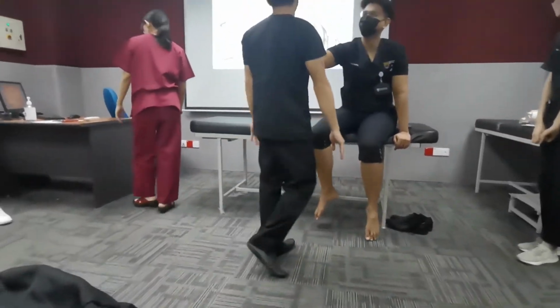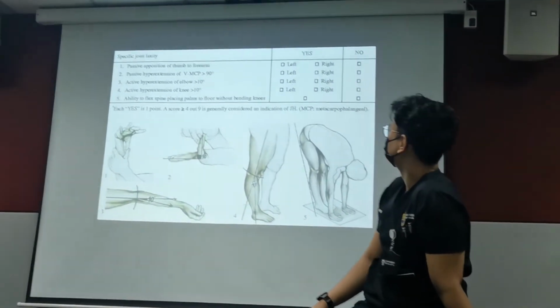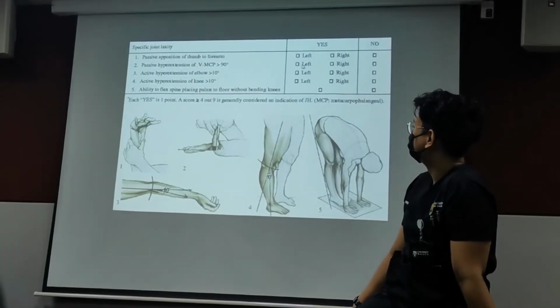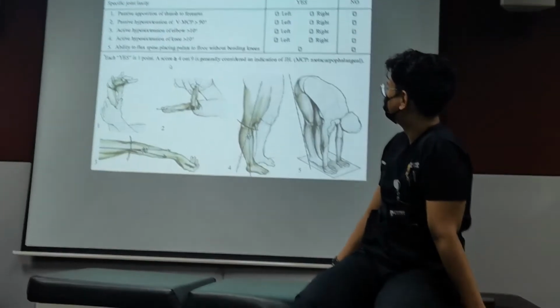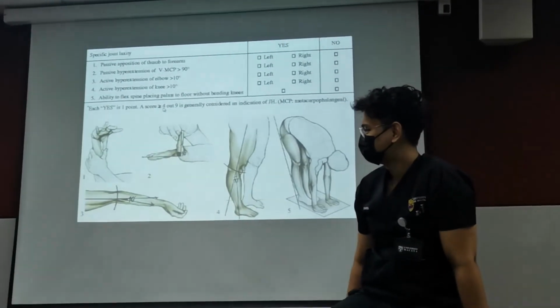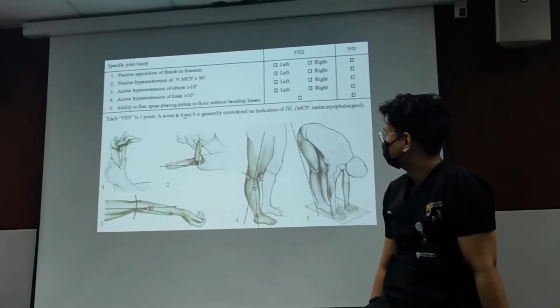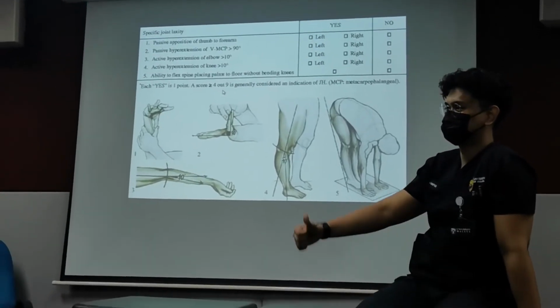So how many scores does Naeem have? 1, 2, 3, 4, 5. Okay. Depending on which literature, some say 7 or more. Some say 4 or more. Then you fulfill the criteria of hyperlaxity.